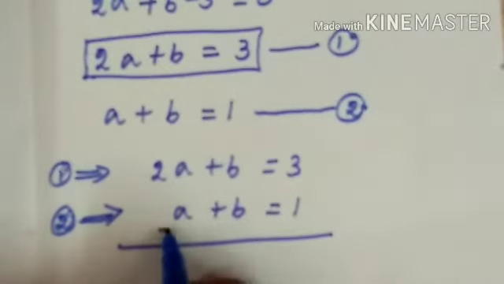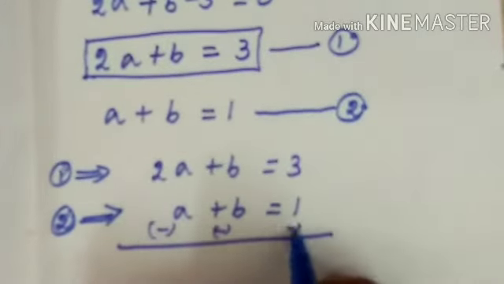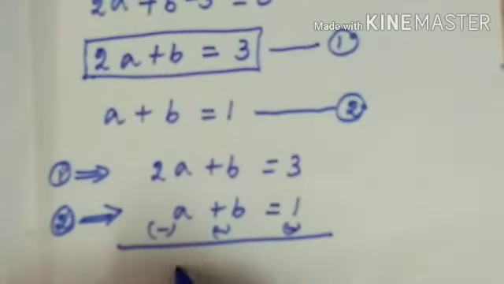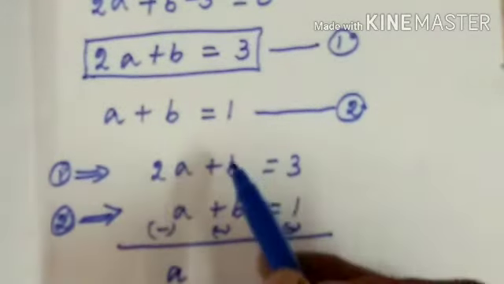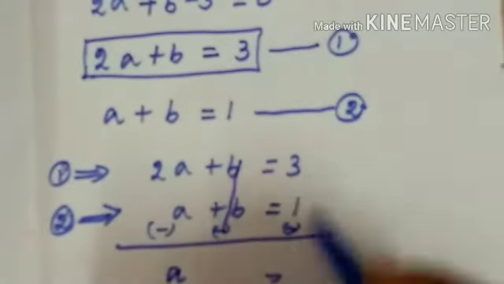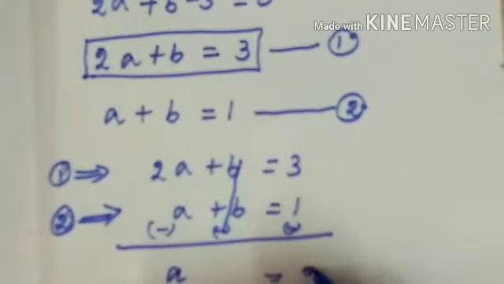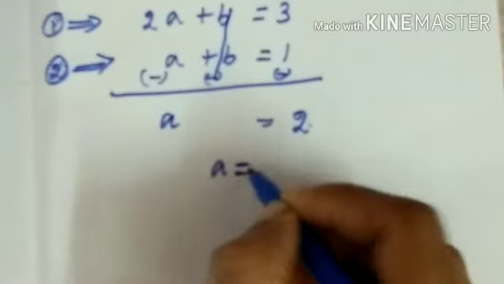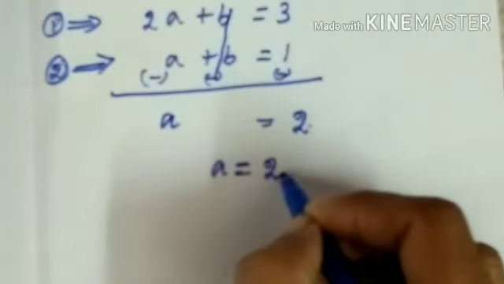Subtract these two equations. We get 2a minus 1a plus 1a, plus b minus b cancel and we get 0. 3 minus 1 is 2. Then the value of a is equal to 2.